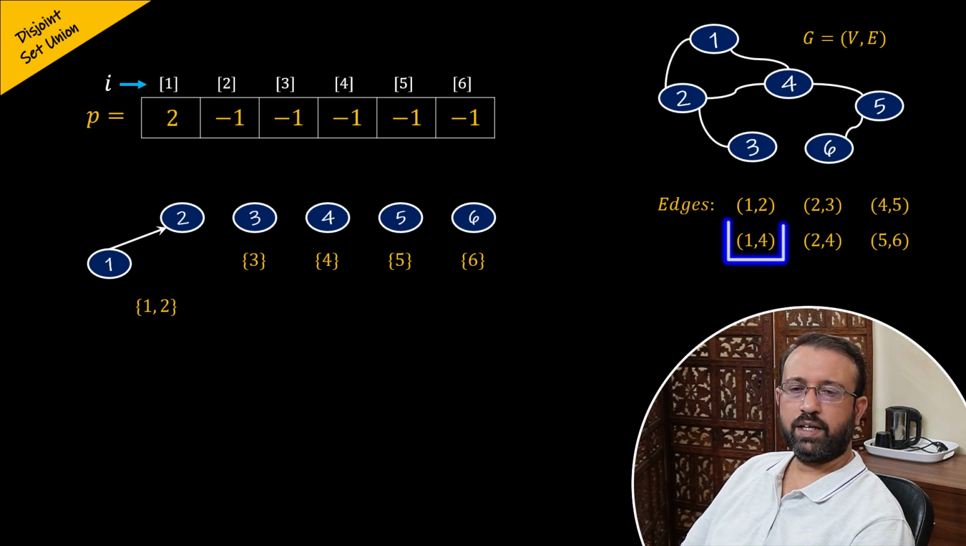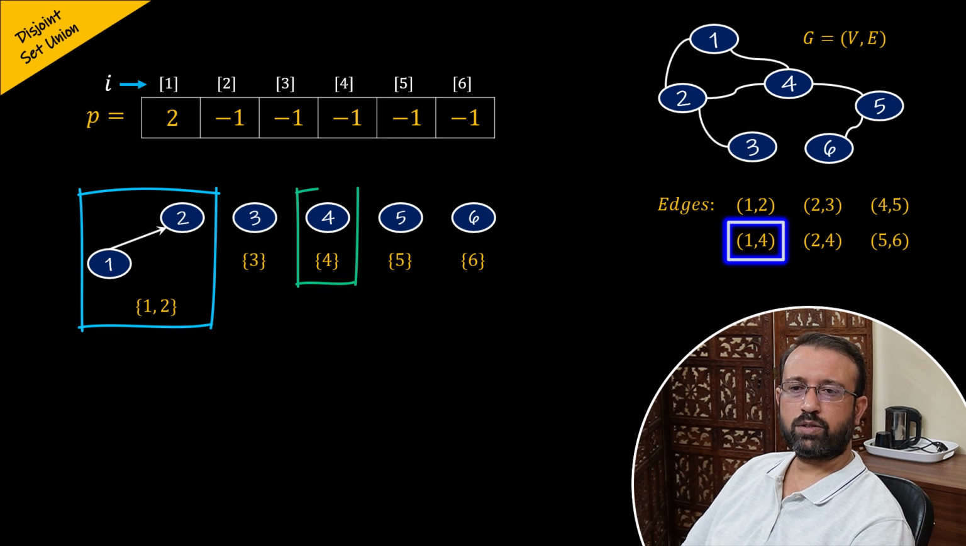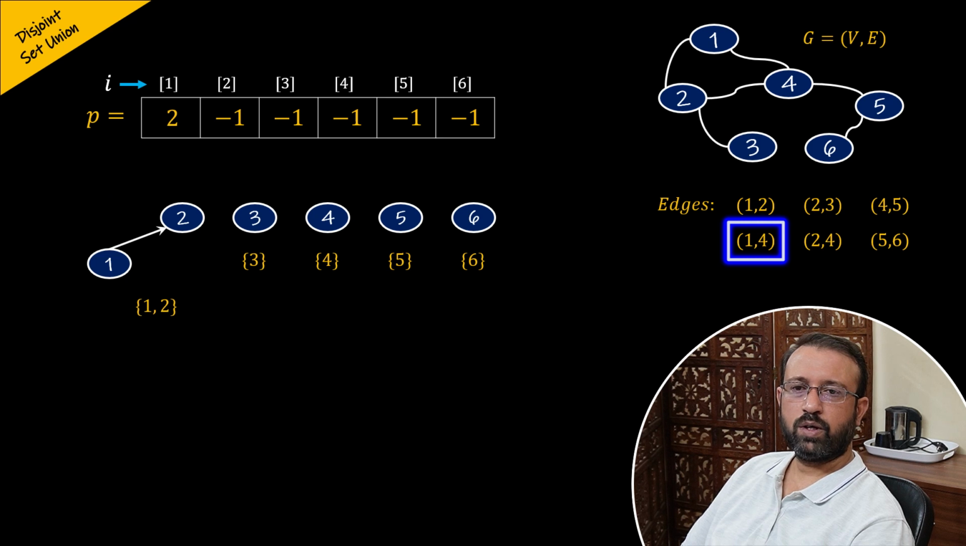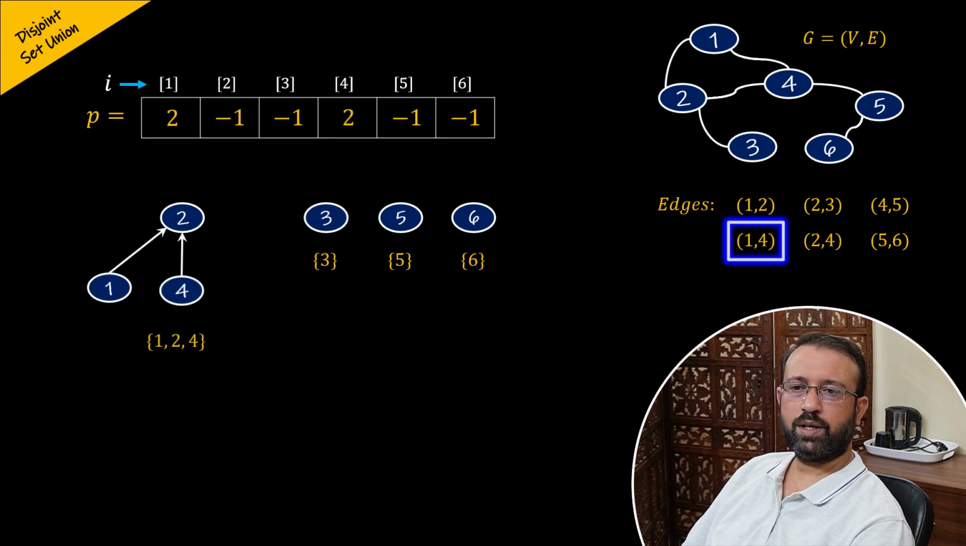Then we have an edge between vertex 1 and vertex 4. Vertex 1 belongs to the set which contains 1 and 2, and vertex 4 belongs to set 4. So they are in different sets. Therefore, we will perform union of the set which contains 1 and 2 and set 4. So now, after the union operation, vertices 1, 2 and 4 will be in the same set.